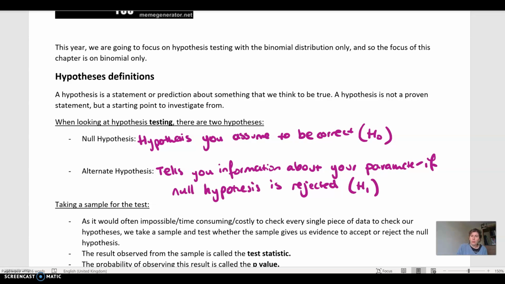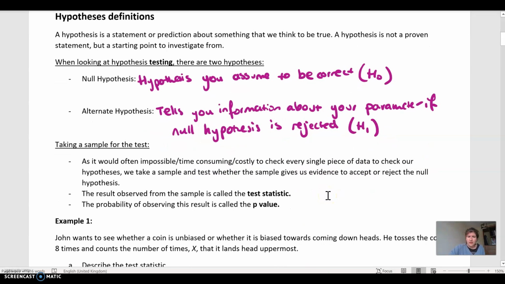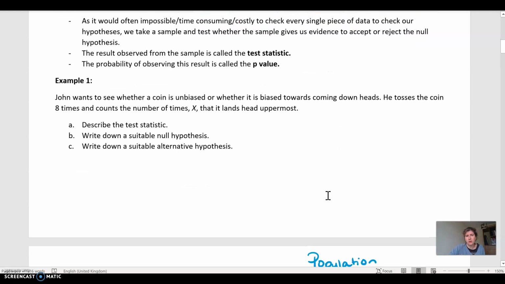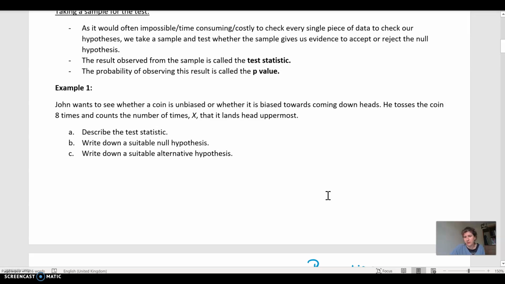Okay, when we're looking at testing a hypothesis, we have what we call a test statistic. Now, that's literally what you're doing in order to determine whether your hypothesis is right or wrong. And we have a probability of observing that result, which is what we call a p-value. We've already looked at probabilities with p-values before, so much like what we were doing in binomial distribution. Okay, so we're going to look at this first example. John wants to see whether a coin is unbiased or whether it is biased towards coming down heads. Now, we know for an unbiased coin, we would expect our probability to be equal to 0.5.